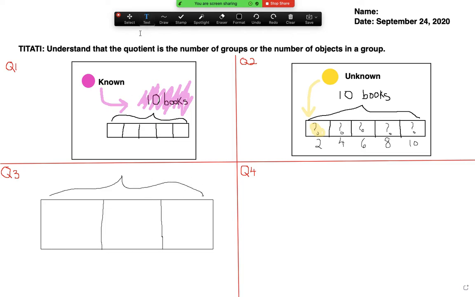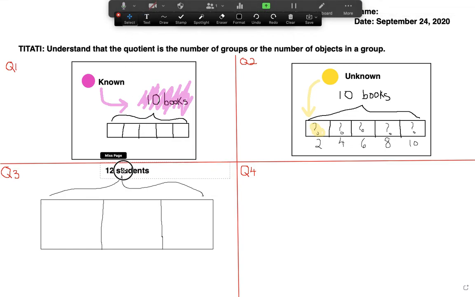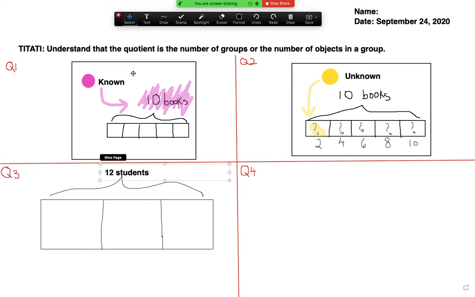This whole thing is equal to 12. 12 what? 12 students. This whole tape diagram is 12 students. But I want to know how much is this one? How much is this one?